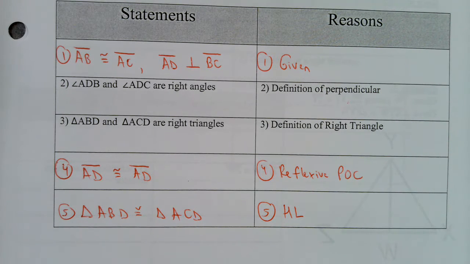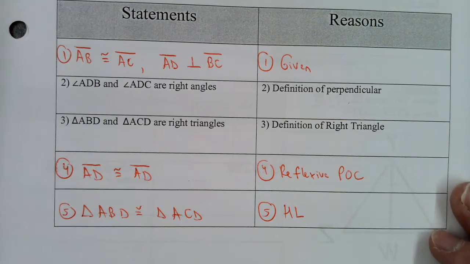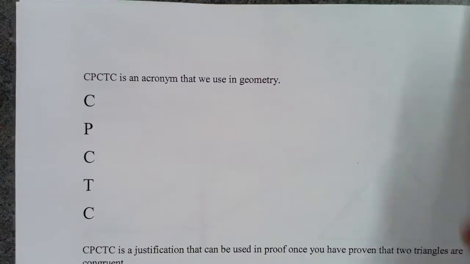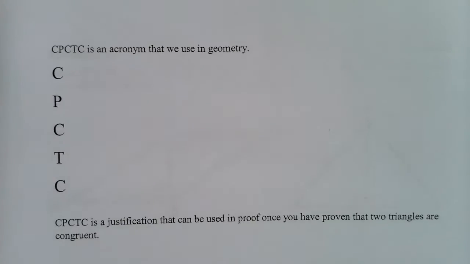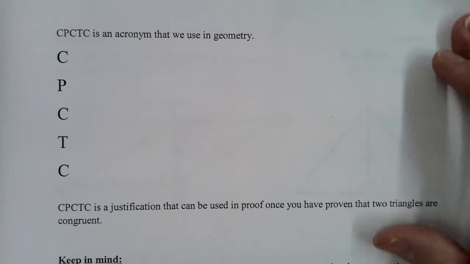Okay, so that's the first half of this lesson. The first half of this lesson was proving triangles congruent. And now the second half involves one extra thing. It comes from this acronym right here, CPCTC. CPCTC is an acronym that we use in geometry.